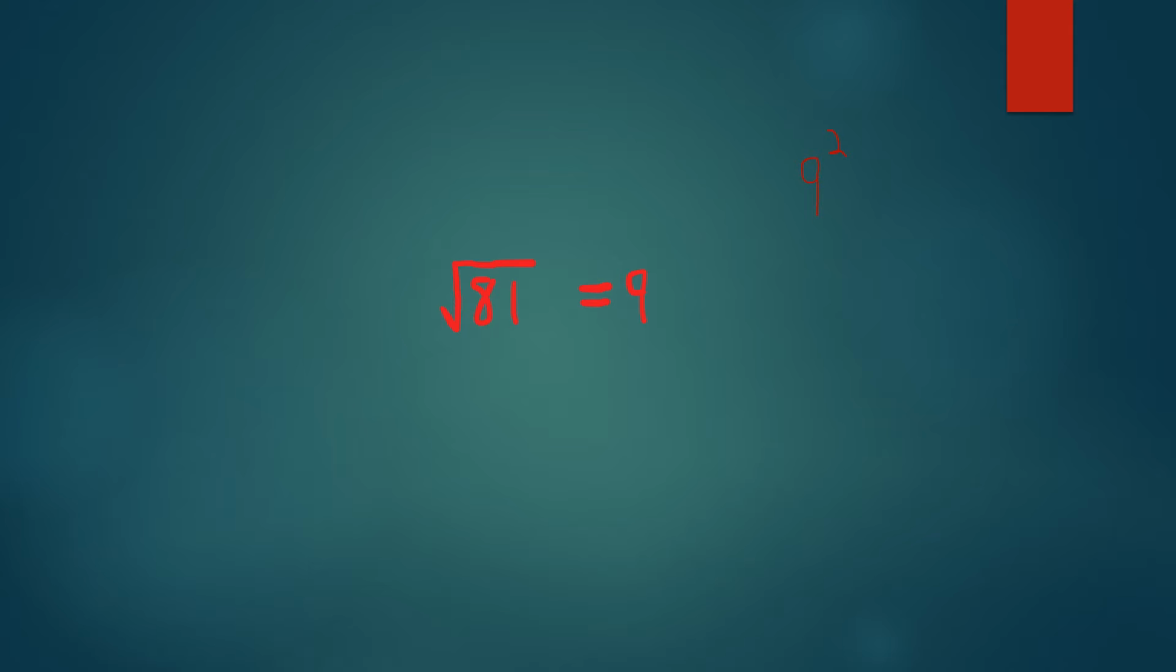Oh, and by the way, we could have also solved for the square root of 81 by multiplying -9 times -9, in which you will still get positive 81. So the square root of 81 is 9 and -9.